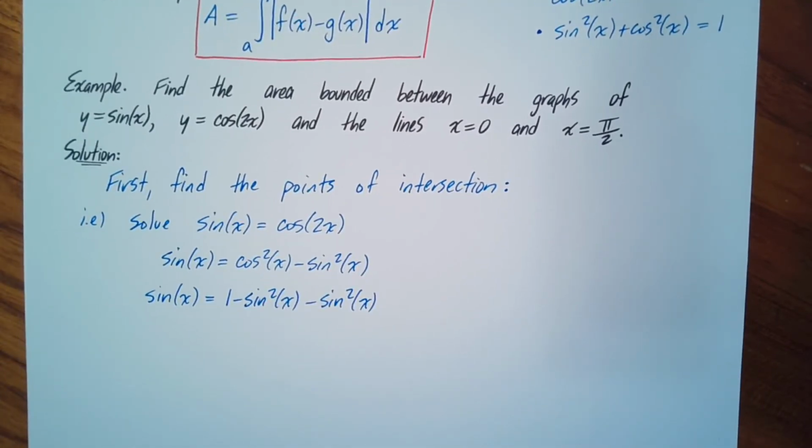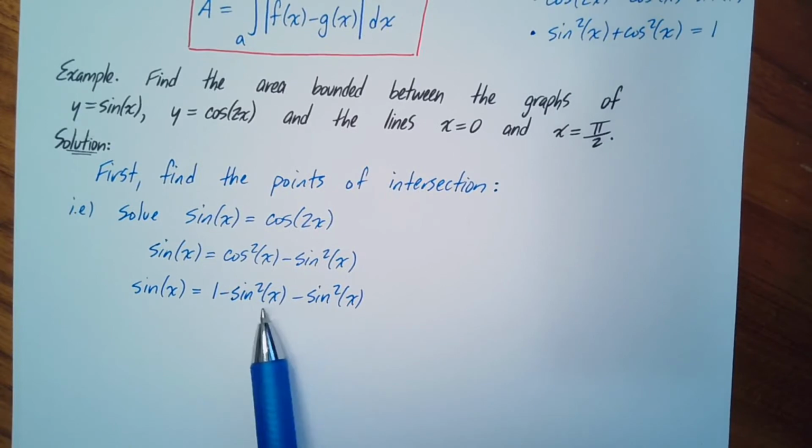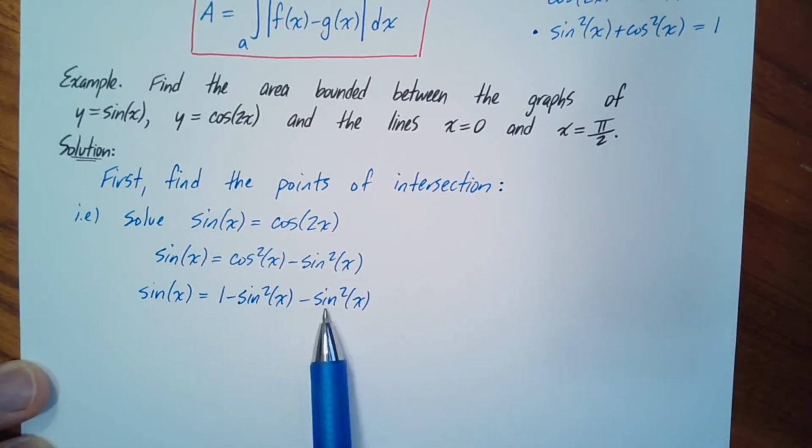Okay, so now that we've done that, we've converted everything into sine. That's good. That's even better than what we had before. And we can even clean this up a bit by combining these two like terms, sine squared of x and sine squared of x.